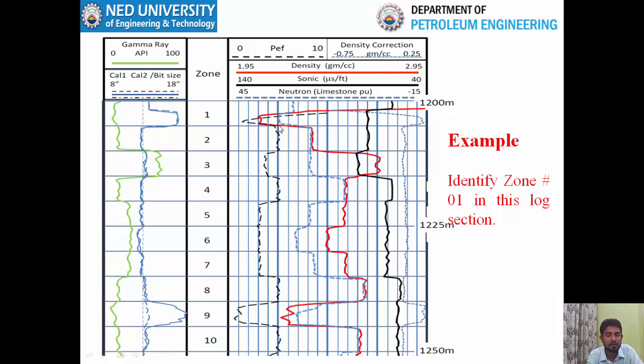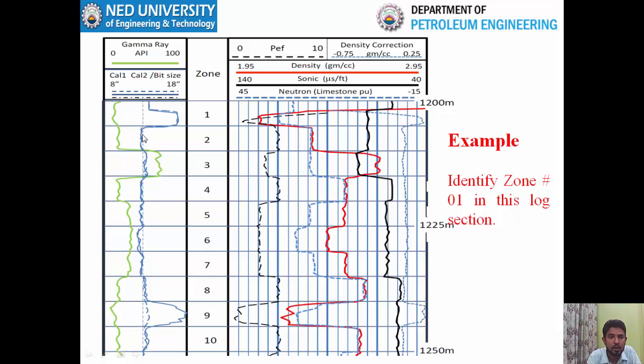Similarly, the neutron log also has limitations. When you have a large washout, obviously you will have mud in that zone, and the neutron log will be measuring the hydrogen index of the mud. So the neutron log can also not be trusted. So when you have large washout caving, PEF, density, neutron, density correction, all logs cannot be trusted. In that case, the sonic log can be trusted, because the sonic log can avoid the small washouts and washouts to some extent.